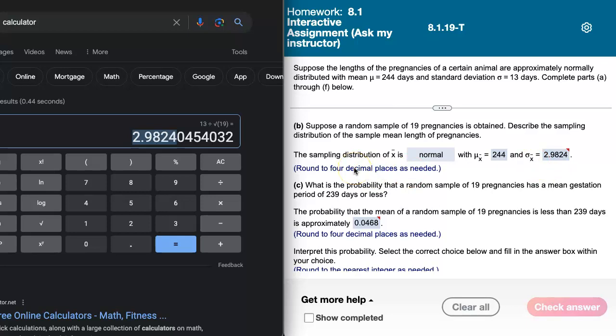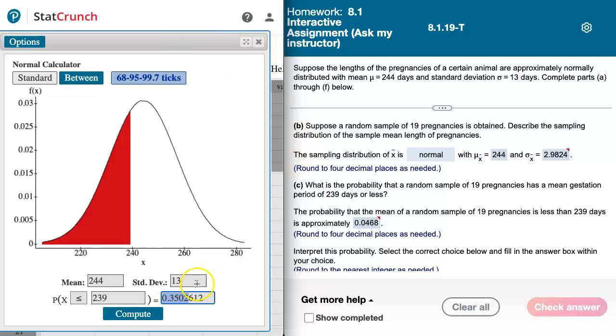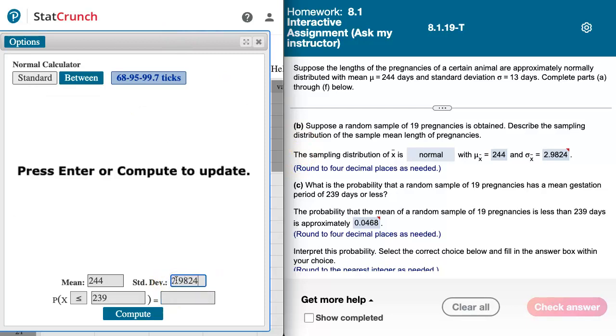Now that we have this value, I'm going to copy that and paste it into my normal calculator inside of StatCrunch, because in this next part, we're asked what's the probability a random sample of 19 pregnancies has a mean gestation period of 239 days or less.